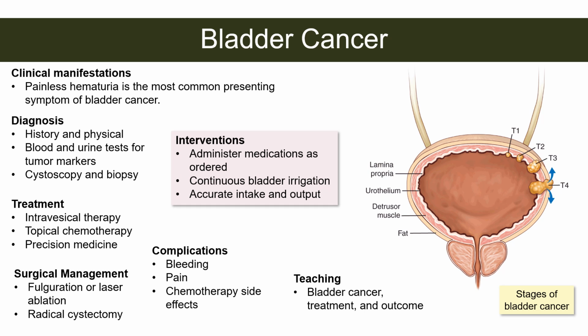They may need continuous bladder irrigation, especially if they had a procedure. When we talk about the male reproductive system, I'll give you more details on continuous bladder irrigation. And we want to maintain accurate intake and output, which usually involves having an indwelling urinary catheter. Complications: bleeding, pain, chemotherapy side effects. Teaching-wise, we just want to make sure the patient is aware of all the treatment and the possible outcome. And with any type of cancer, even after treatment, when maybe they say you're free of cancer, they should always follow up for the rest of their life because cancer can come back. And that concludes this chapter.